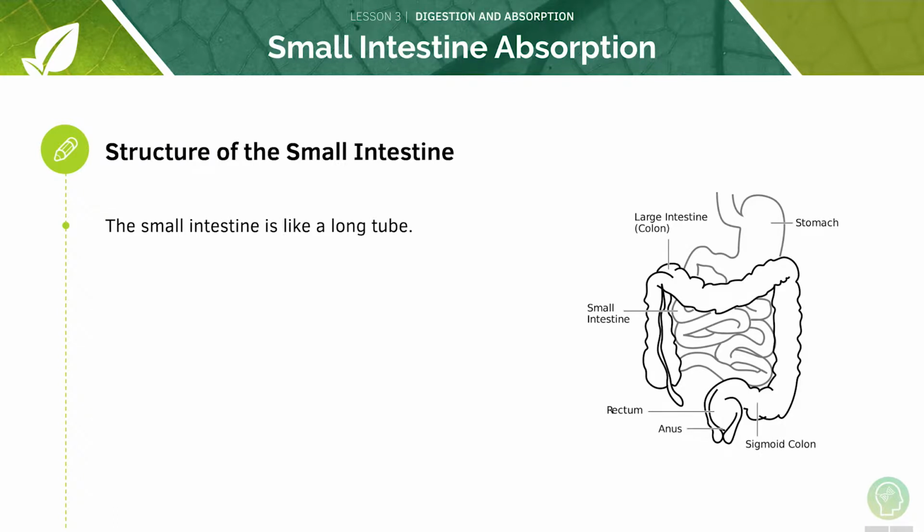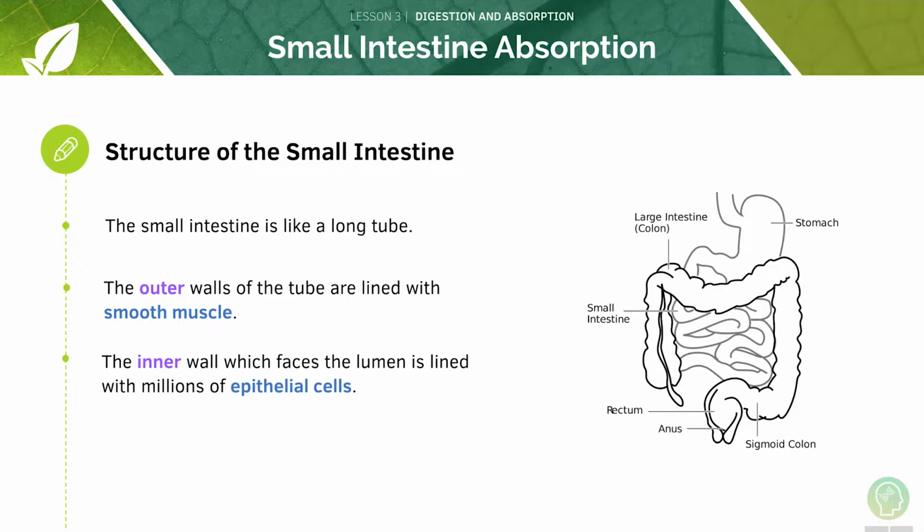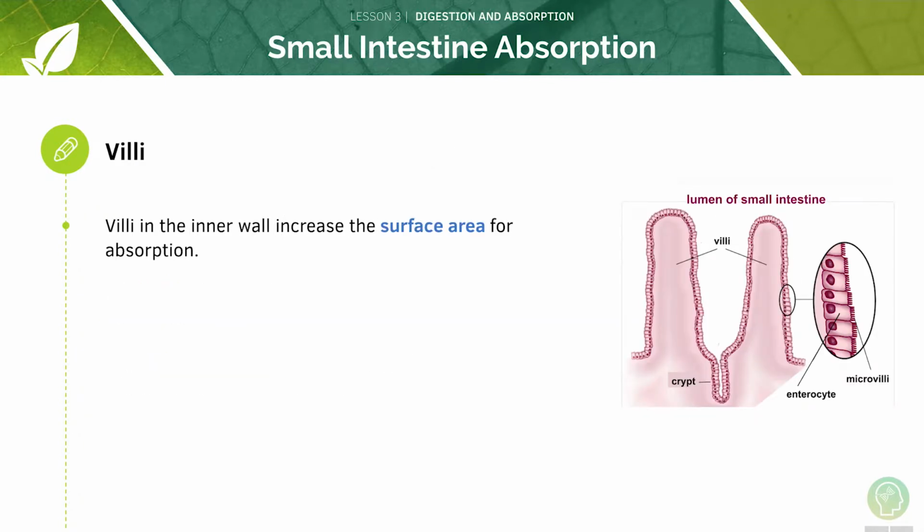The small intestine is effectively a very long tube. The outer walls of the tube are lined with smooth muscle. The inner wall, which faces the lumen, which is the hollow part through which digested materials pass, is lined with millions of epithelial cells. The inner wall of the small intestine has many folds called villi, which are designed to increase its surface area for absorption. This will also promote increased absorption of nutrients.